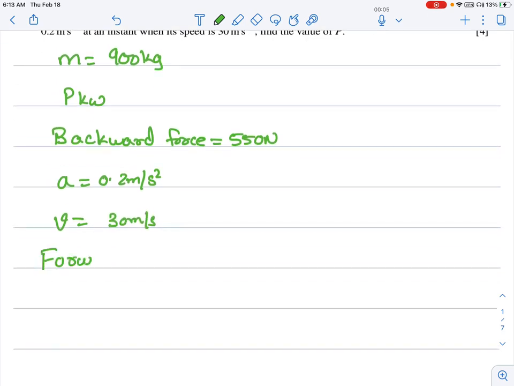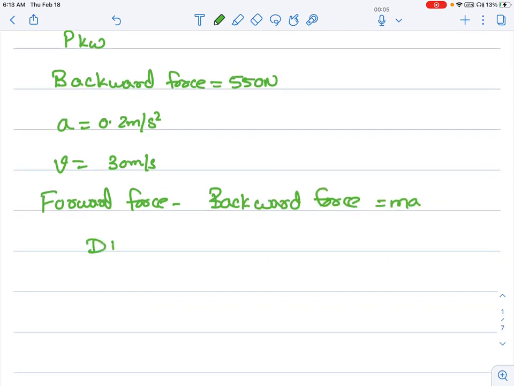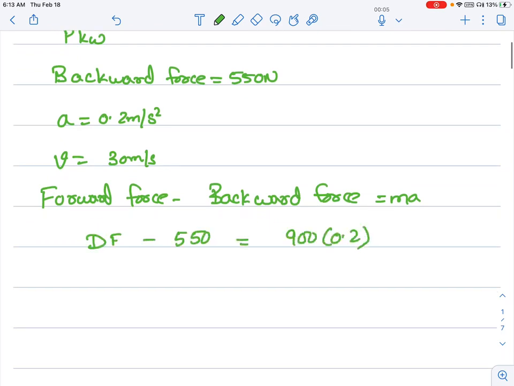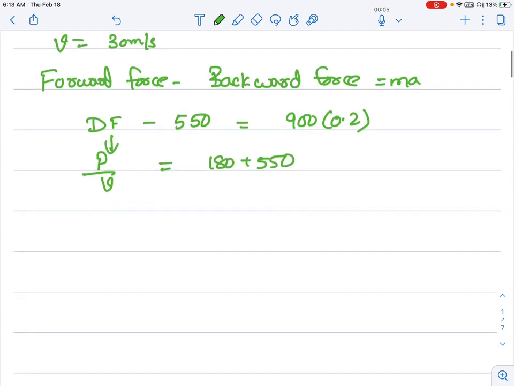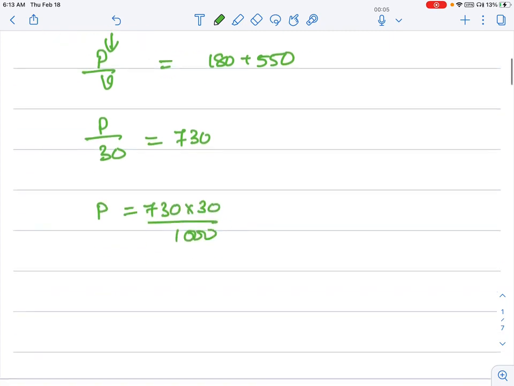So the formula is forward force minus backward force is equal to ma. The forward force is our driving force, minus backward force is 550, m is 900 times a is 0.2. Driving force can also be written as P by V, so P by V is equal to 180 plus 550. P we have to find in kilowatts, so P by 30 is equal to 730. P is equal to 730 times 30 divided by 1000, because I wanted kilowatts. So this answer will be 21.9.